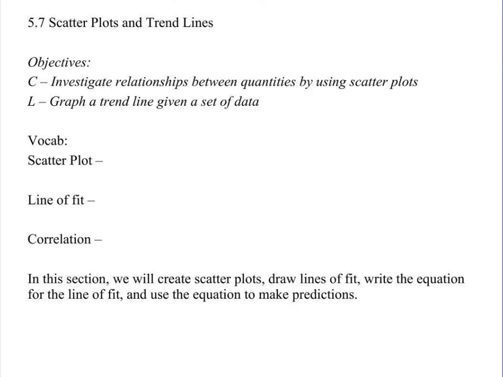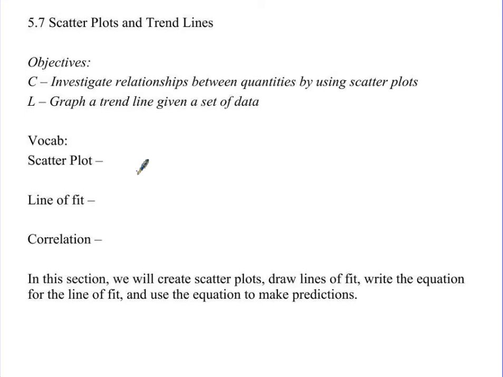Section 7 is all about scatter plots, working with data. And then it says also trend lines. Trend lines are what we put in on top of the data to make it make more sense to us. So we can hopefully come up with an equation to model the data and then use the equation to predict things down the road, like future events. So we need to come up with some vocab here.